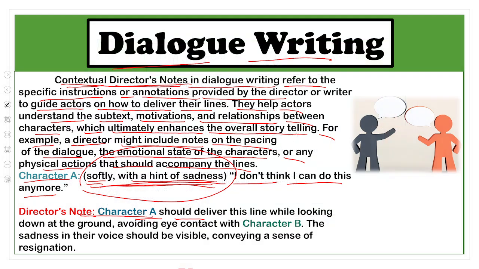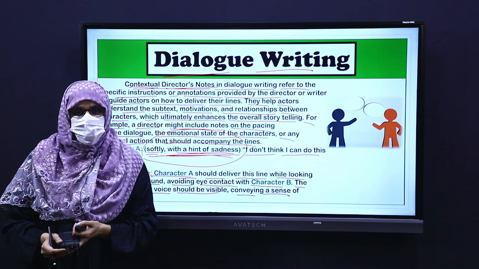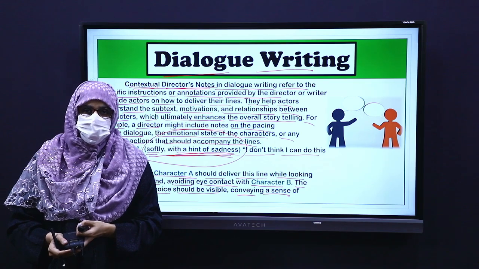Character A should deliver this line while looking down at the ground, avoiding eye contact with character B. The sadness in their voice should be visible, conveying a sense of resignation. Again, I will pronounce this dialogue in front of you. I don't think I can do this. This is how the character will present or narrate the dialogue with character B.